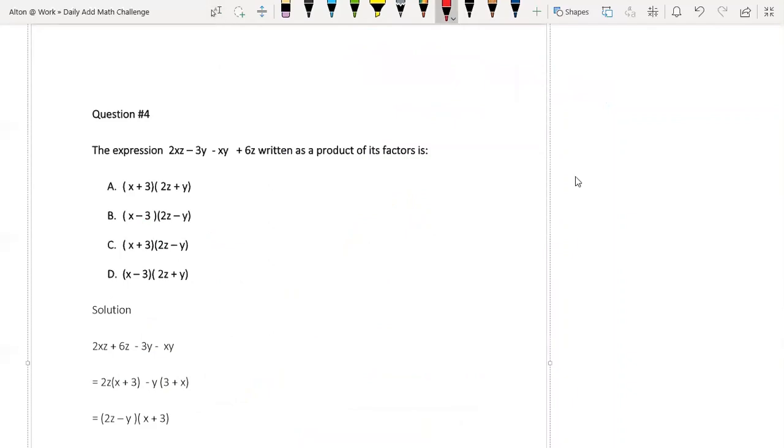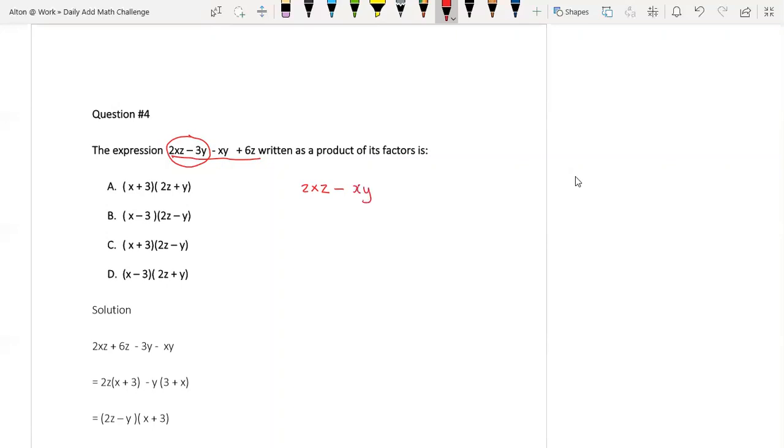We need to factorize this expression: 2x minus z minus 3y minus xy plus 6z. Let's do that from scratch. You will examine each term and look at two of the terms at a time and attempt to factorize each pair. Now, if, as we examine this first pair here, there is no common factor, then you can rearrange the terms so that you actually get a common factor which can be factored out.